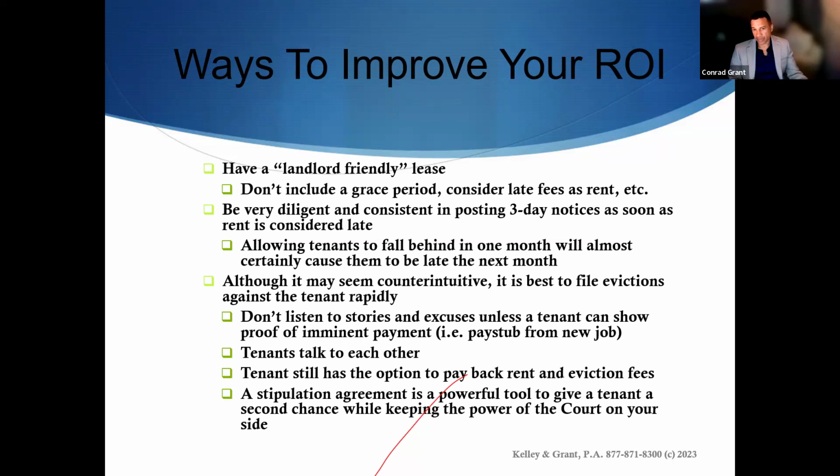Don't include grace periods, because it just delays the amount of time it takes for you to file that eviction. Be diligent and consistent when you're posting your notices. As soon as rent is late, just have that in your process. You let your tenants know that, listen, not that I don't believe you, but I serve 3-day notices on the 5th. As soon as rent is late, 3-day notices are going to be on the 5th. And that's it. They know what to expect.